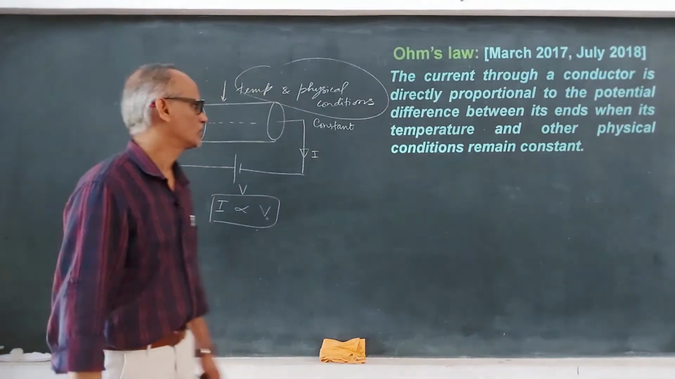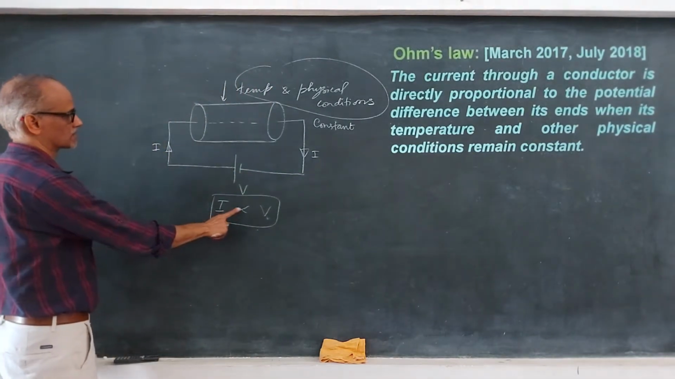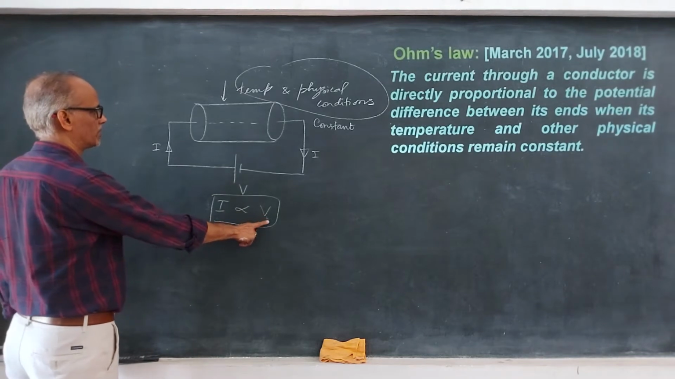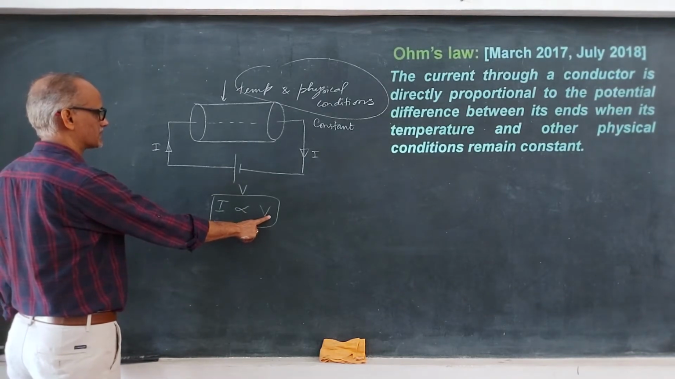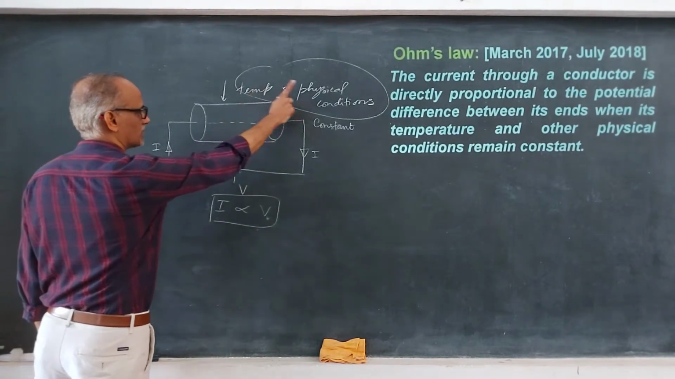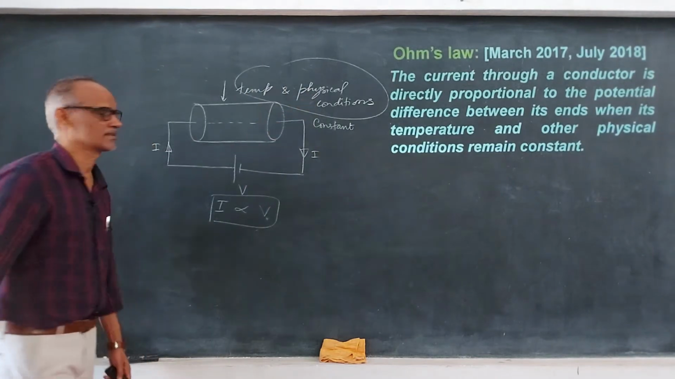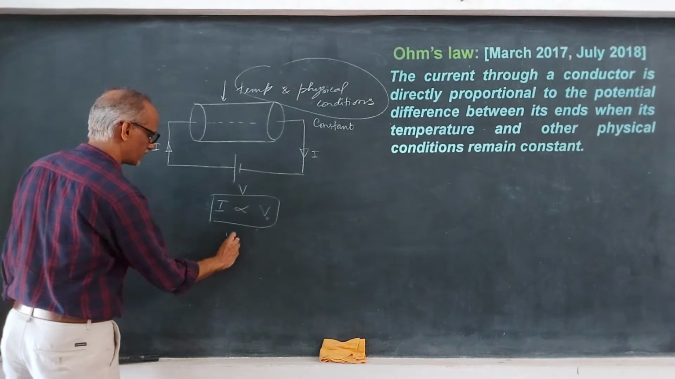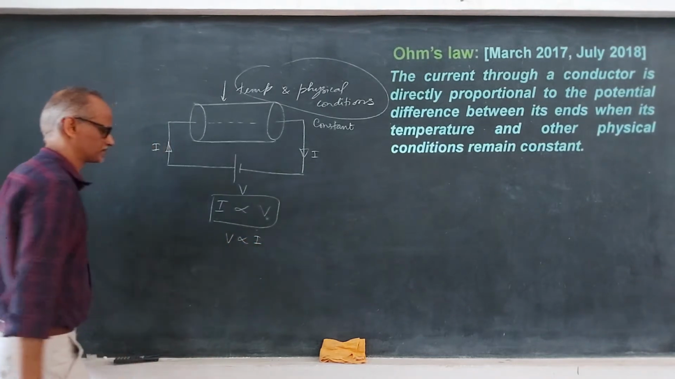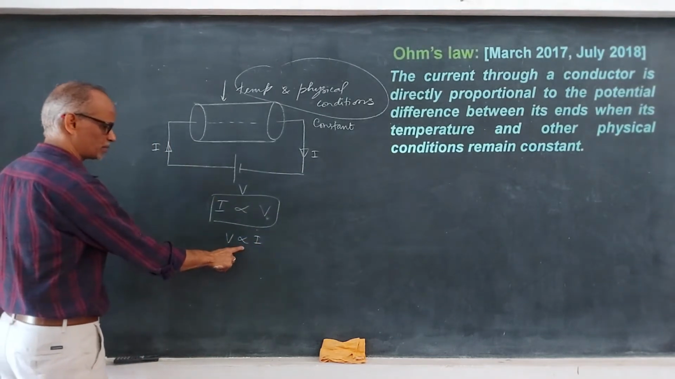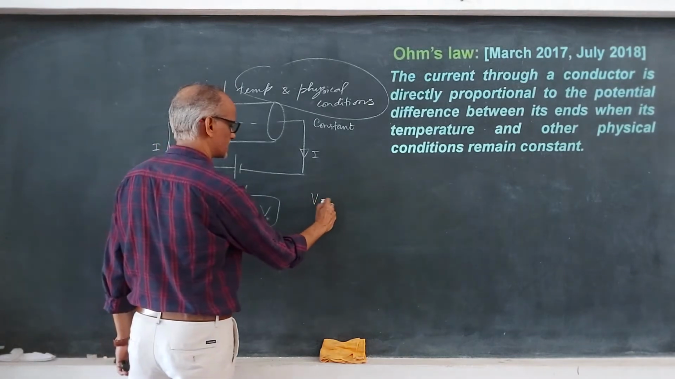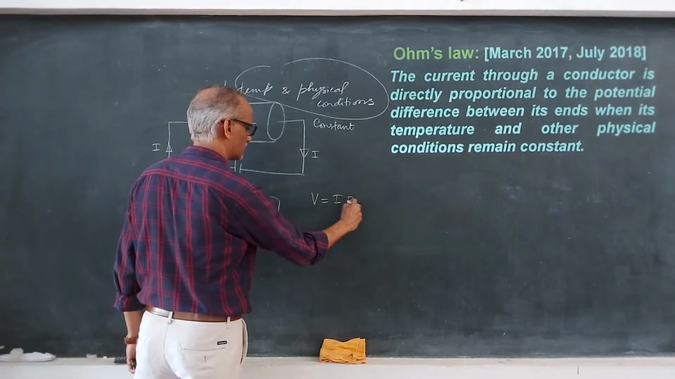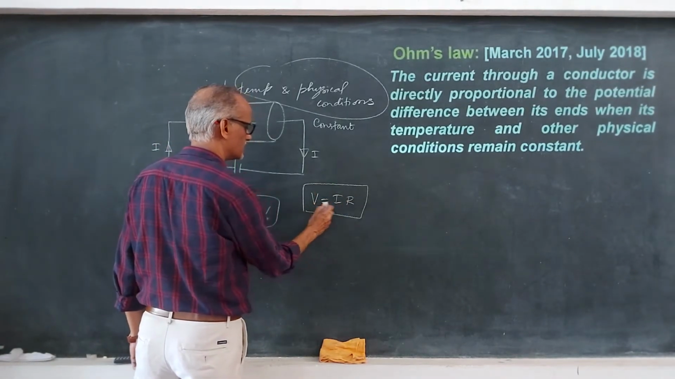So, what is the statement of Ohm's law? The current through a conductor is directly proportional to the potential difference between its ends when the temperature and other physical conditions remain constant. So, I is proportional to V. We can even write V proportional to I. And now the proportionality constant is replaced as R. So, that is how we get V is equal to IR.